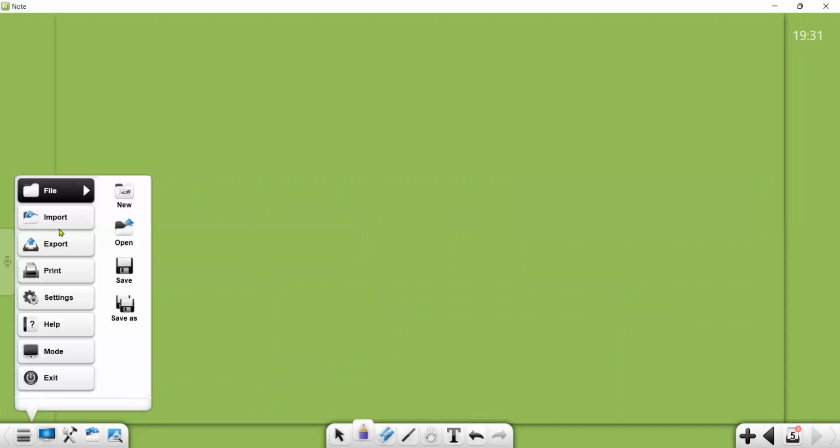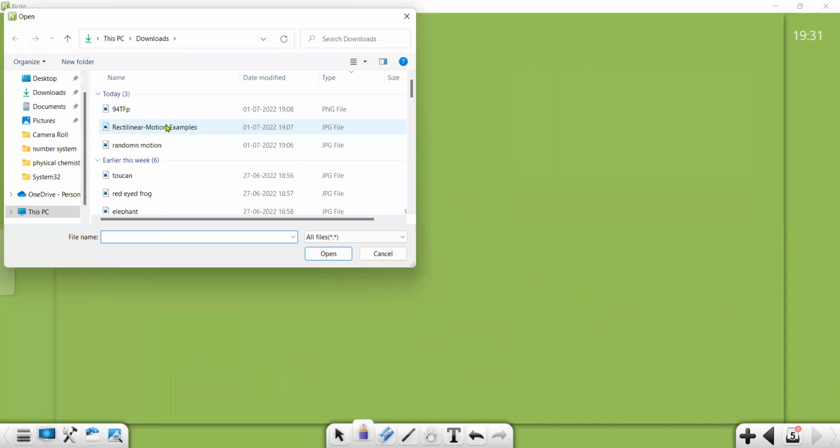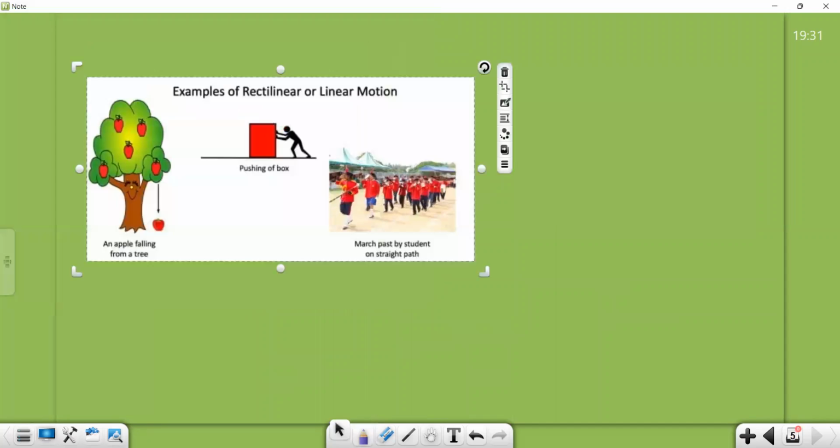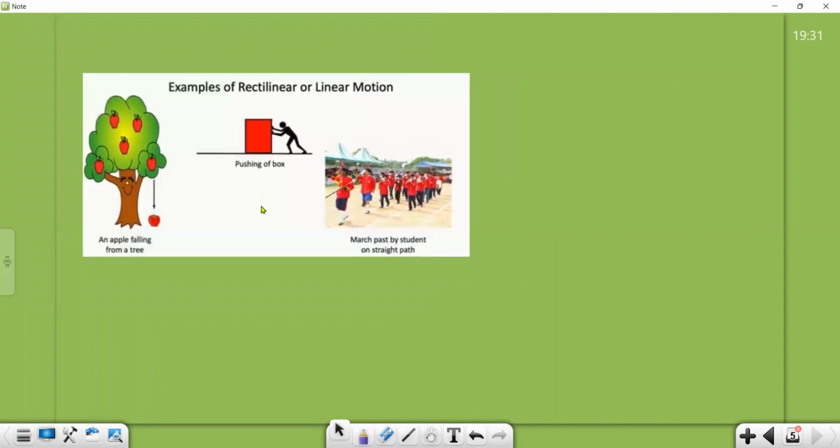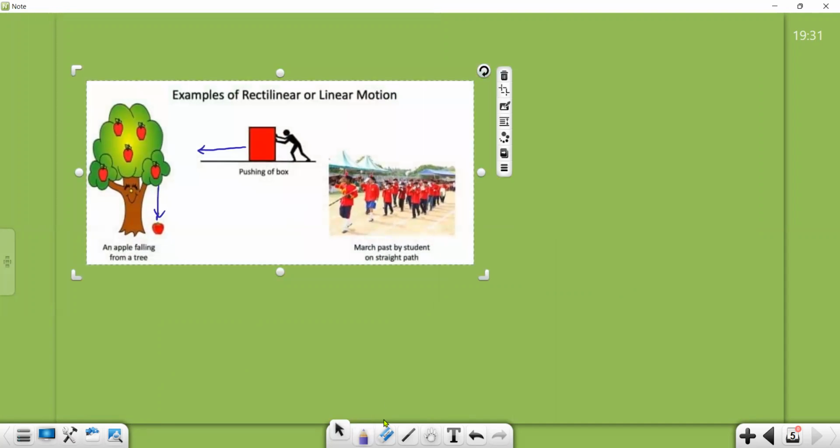So see the rectilinear motion here. Examples. It is moving in a straight line. If you are pushing a box, it is moving. Falling of a tree is always in a straight line. And yes, the marching. They will follow a particular path, right? So they follow a particular straight line, then it is called rectilinear motion.